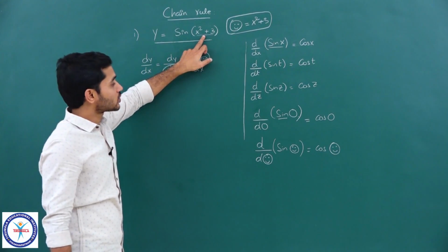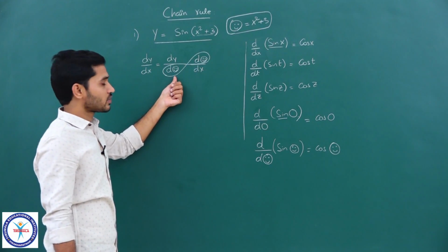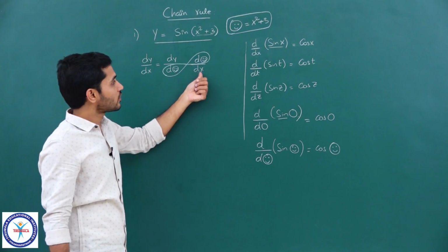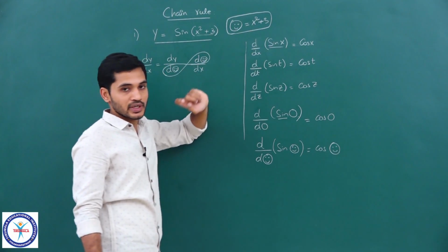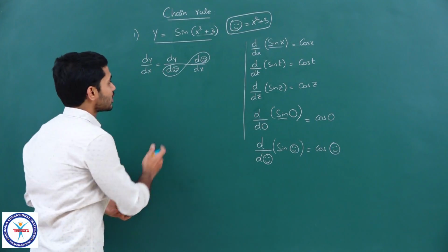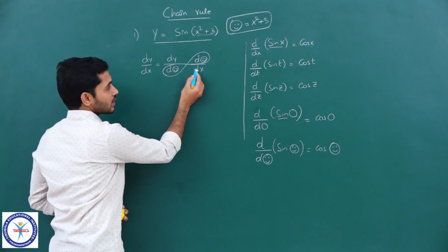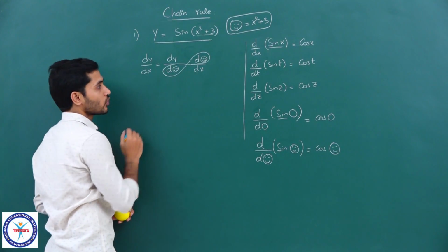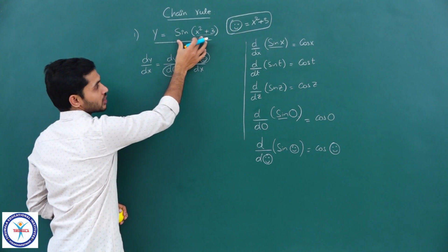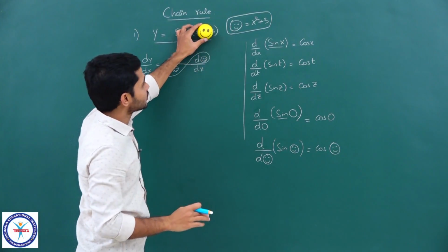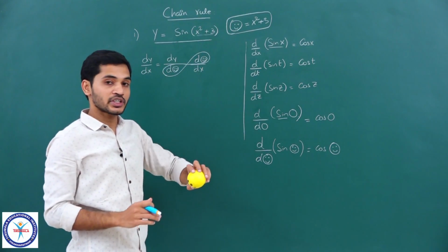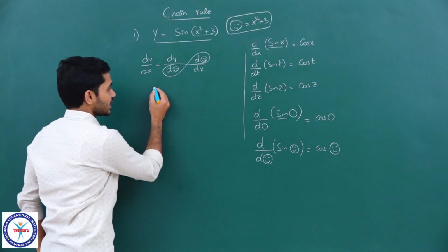So, when I replace this with smiley, I know how to differentiate it with respect to smiley, and then I know how to differentiate the smiley also with respect to x, right. So, that is the method I will be using. Instead of directly calculating dy by dx, I am going to differentiate this with respect to smiley, considering that this is the smiley, and then I will differentiate smiley with respect to x. So, that is the idea.